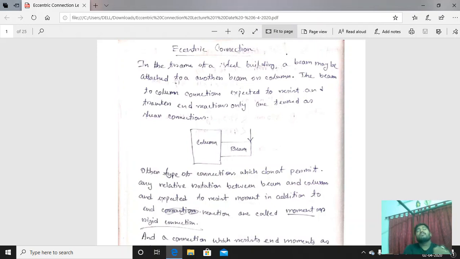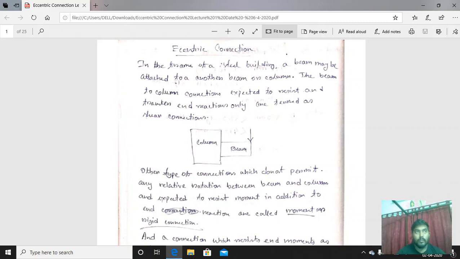Yesterday, in the last class, we discussed column base, that is the normal slab-based design, gusset-based design, the principles of design, and we have done some examples through that. I hope you all understand that. If you have any questions, please feel free to ask.